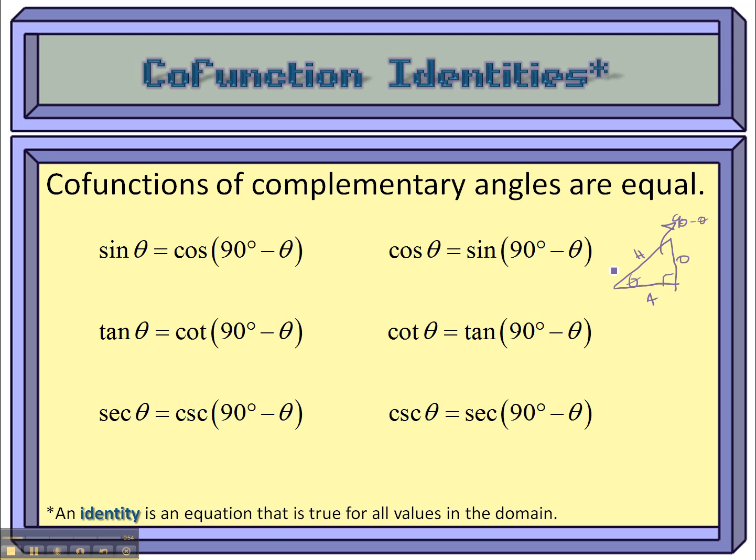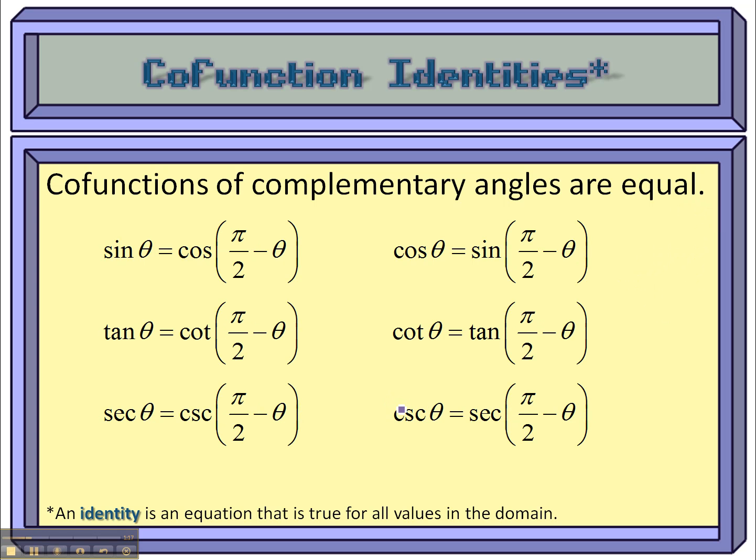If I'm looking at sine, sine is supposed to be the opposite over the hypotenuse. But if I switch angles and I look at the 90 minus theta, now the opposite and the adjacent switch sides. So now this one becomes the opposite and this one becomes the adjacent. So notice that I get the same exact ratio. That's why those things work, either in degrees or in radians, pi over 2, complementary angles.